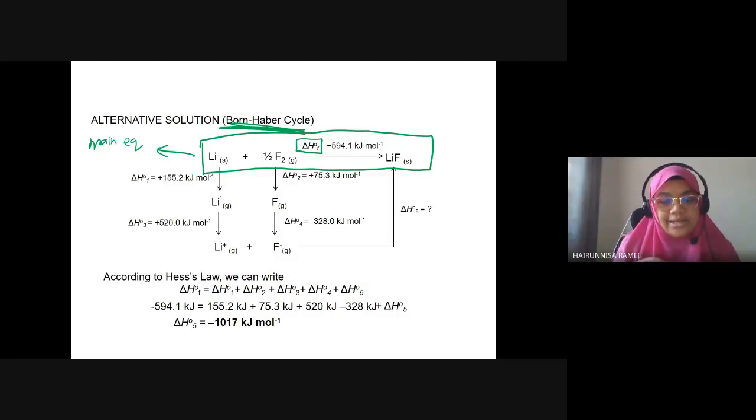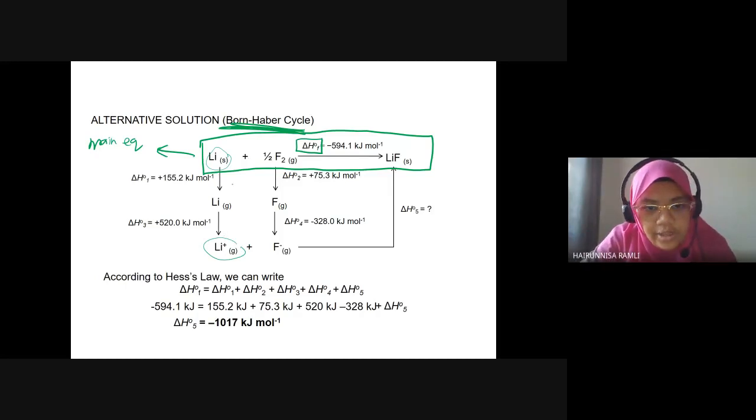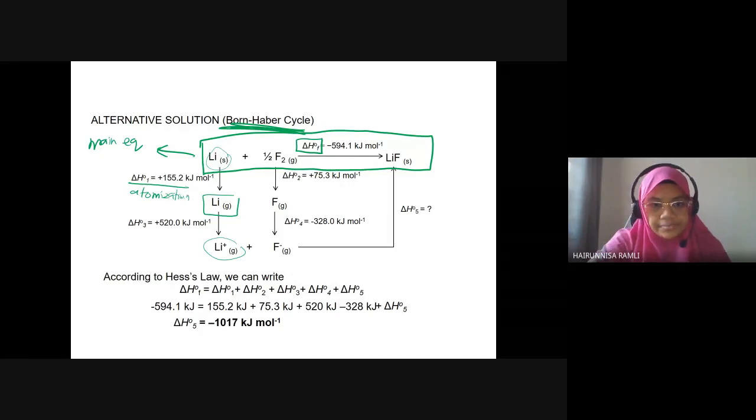From there you can go down, down, down. It is like the energy cycle earlier. From lithium solid, you cannot jump straight to lithium plus, right? The sequence goes one by one. So lithium solid, you first change to lithium gas, right? What is this? This is the enthalpy of atomization, right? Solid to gas. And then, how about this one? F2. F2 is half, okay?